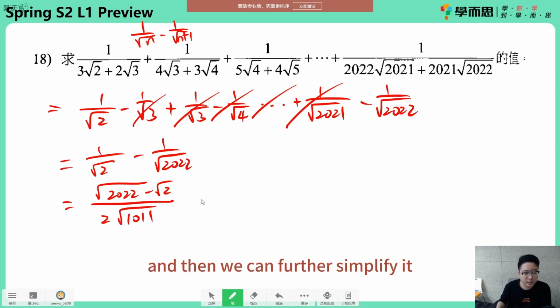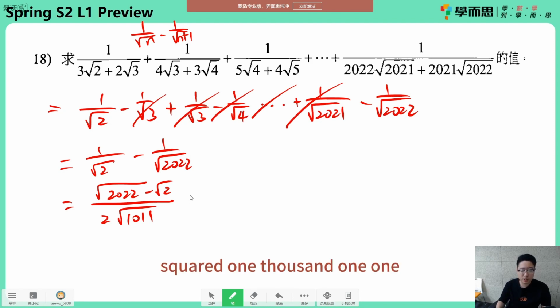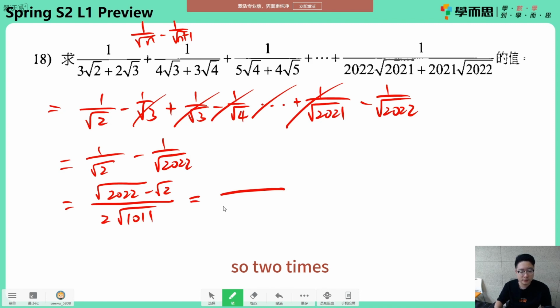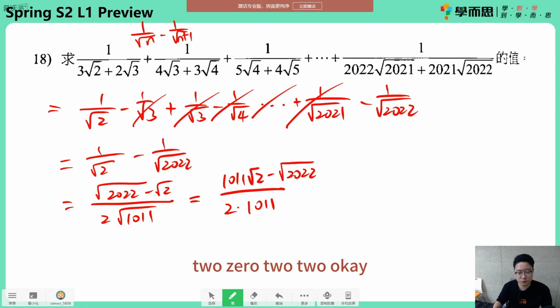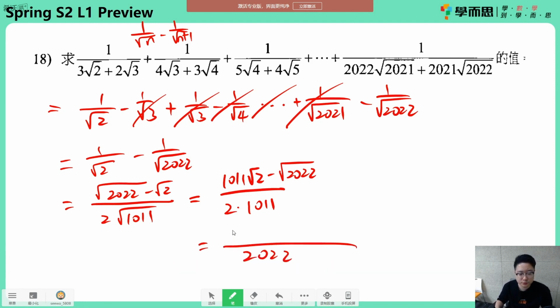Okay? And then we can further simplify it. So we can multiply by square root 1011. So 2 times 1011, and then 1011 square root 2 minus square root 2022. Okay? Which equals 1011 square root 2 minus square root 2022 over 2022.